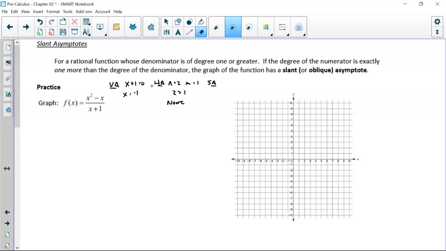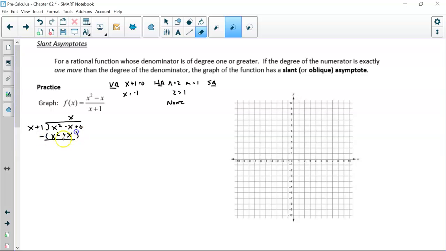Now, to find the slant asymptote, you divide the numerator by the denominator. On the outside, we can use long division. I'll show you what that looks like. X plus 1 on the outside, and on the inside, x squared minus x, and we need a placeholder for the plus 0. Now, to get x to become an x squared, you have to multiply by an x. So that gives us x squared plus x.